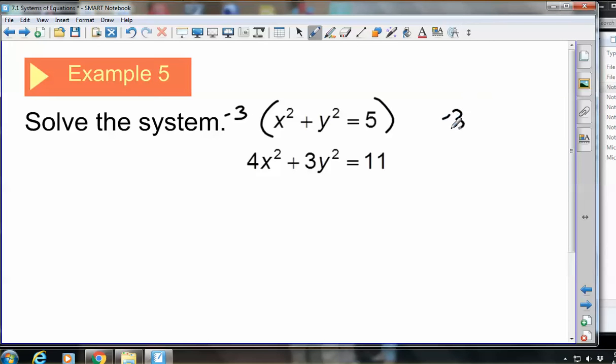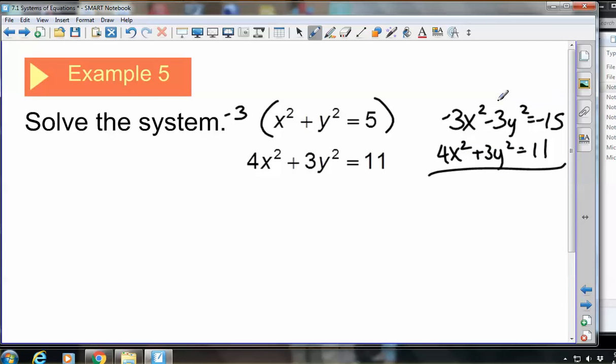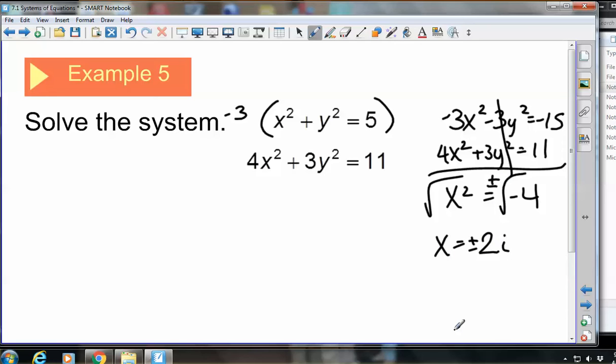So we have negative 3x squared minus 3y squared equals negative 15. And we didn't change the second one. When you add them, the y squared drops, so negative 3 plus 4 would just be a 1x squared equals negative 4. You add your square root, plus and minus. Square root of negative 4 is 2i. So x is plus and minus 2i.